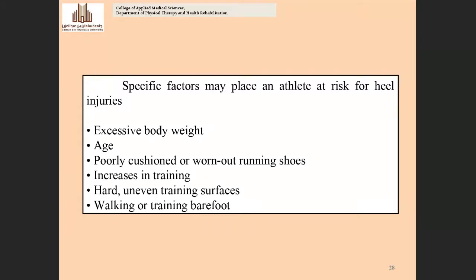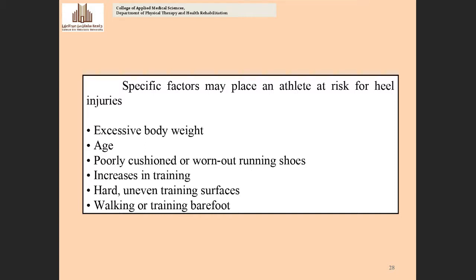So what are the specific factors? What are the causes, generally, for this problem? Excessive body weight, if the person is heavier, or if the age is more than 30 or about 35 years, it depends upon the age.